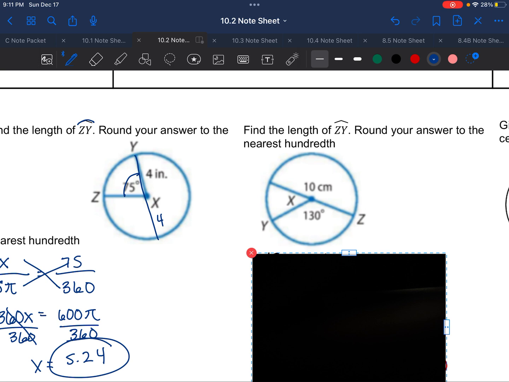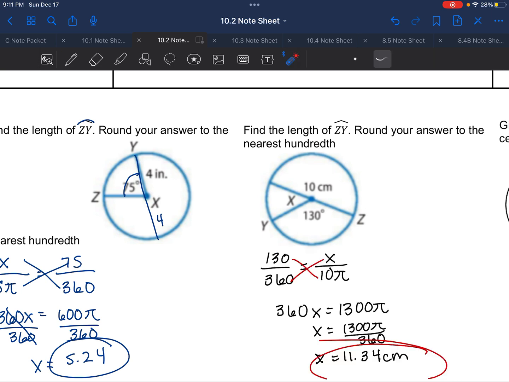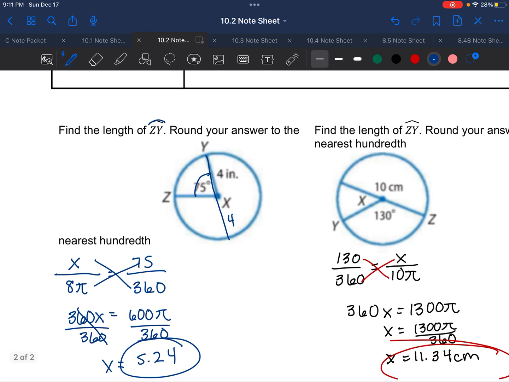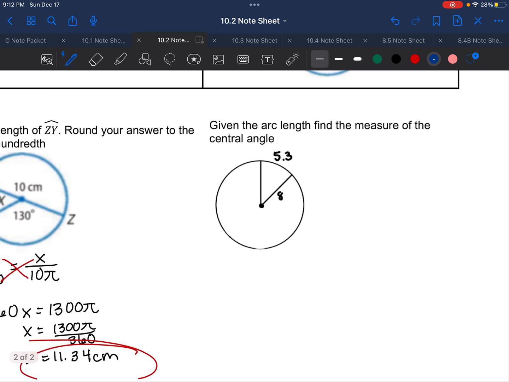Alright, so if we look at it, we set it up. The arc measure of ZY is 130 because its central angle is 130, and that's out of 360. We're trying to find the arc length, but out of the circumference, which is 10 pi. So cross multiply, and then divide by 360 to get 11.34 centimeters. Which reminds me, we forgot our units on this last one. It would be inches.